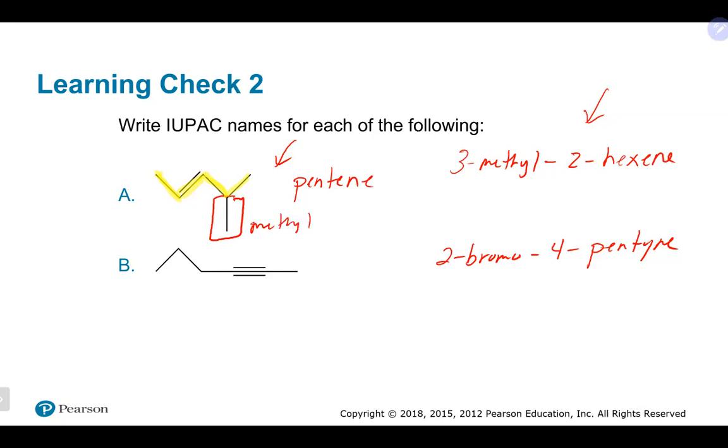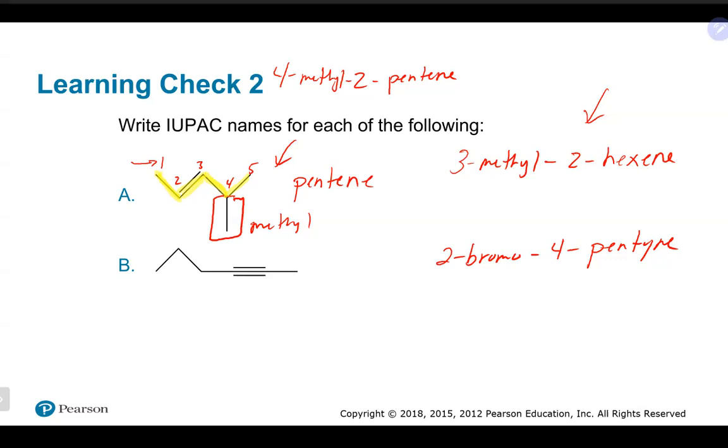We want to number the way that will give the double bond the smallest number, and that would be going 1, 2, 3, 4, 5. That means that this would then be 2-pentene. And because we locked in our numbering going this way, that means our methyl would be at carbon number 4. So it would be 4-methyl 2-pentene. Any questions on that one there?